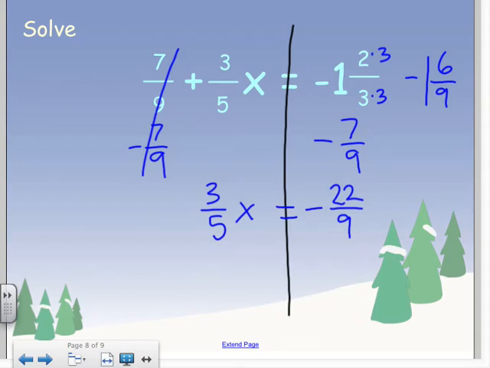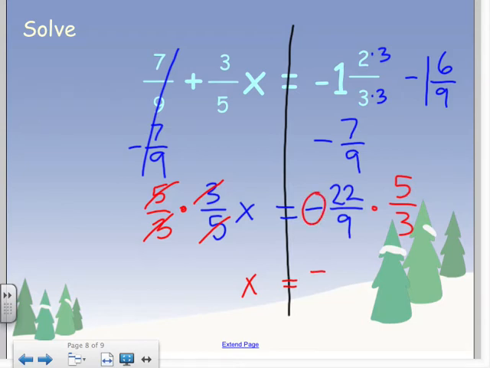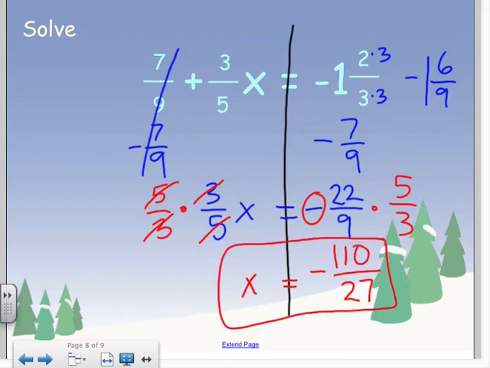So my coefficient is 3/5. The reciprocal of that is 5/3. The 3's cancel out, the 5's cancel out. So times 5/3. I look to see if I can simplify. It doesn't look like anything here is going to simplify. 22 and 3, no. 9 and 5, no. So x equals negative, because of that one negative, my denominator is 27, 9 times 3. And my numerator is going to be 110, because 22 times 5. Okay? And I would just leave that as improper. You don't have to change it to a mixed number, so I wouldn't.